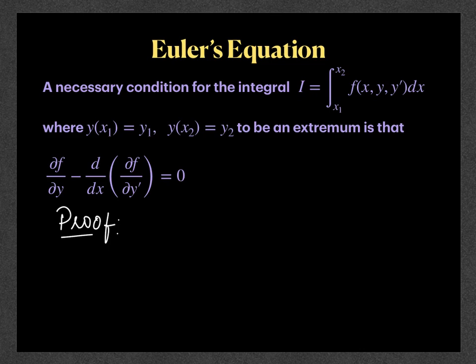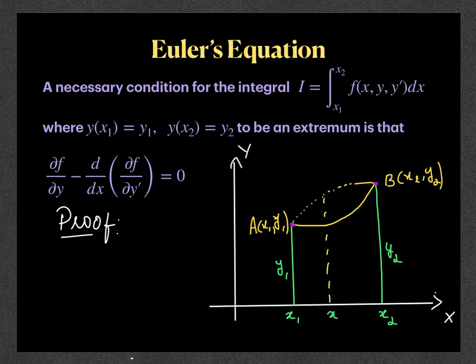So let us take the rough diagram. In an xy plane, let us draw a curve joining 2 points A and B, with the line y1 at the point x1 and y2 at the point x2. So this is the curve required, y of x. To prove the result, let us consider the neighboring curve. This is y of x plus h alpha of x.